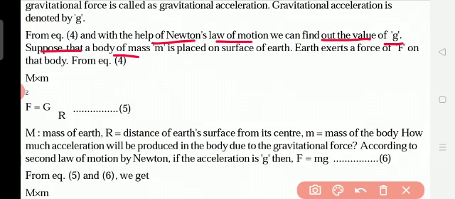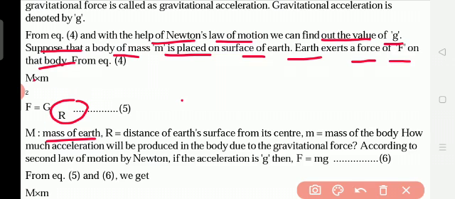Suppose a body of mass m is placed on the surface of the earth. The earth exerts a force F on the body. When we are standing on the earth, it is applying some force on our body, and that is how we are able to stand there. So capital M into small m, where capital M is the mass of the earth, by r square.